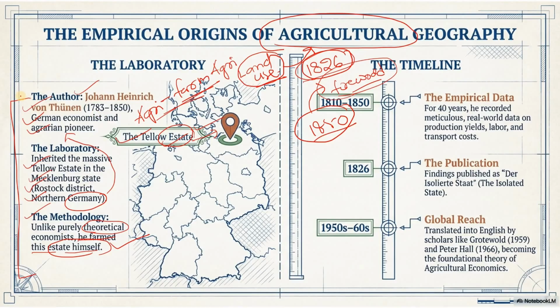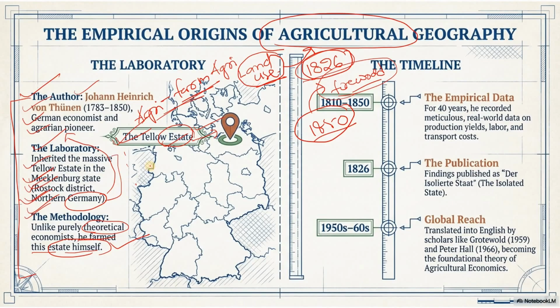I hope this introduction is clear to you. You will get many important questions from this introduction itself. A question might ask, what is the name of the agricultural farm of von Thünen? There will be four options, and one option will be the Tellow estate; you have to tick that. They will ask the name of the state: Mecklenburg, and the district was Rostock. Where is it situated: northern, southern, eastern or western Germany? It is in northern Germany. So these are important pieces of information.